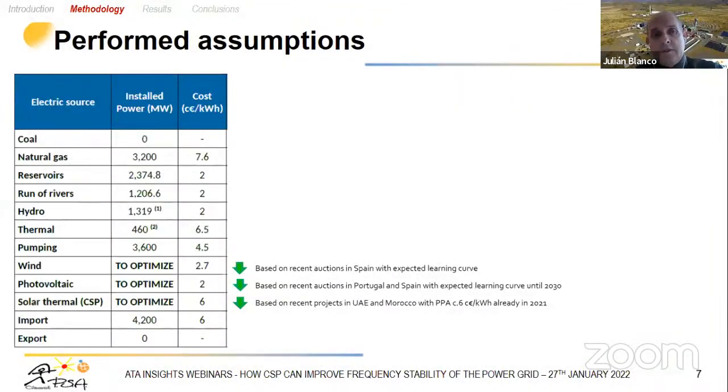Also, we have to consider the cost of the different technologies. This is the table that shows the data considered. The specific cost of wind, PV, and CSP was based on recent auctions in Spain and Portugal, the recent learning curve, and also the industry. Several companies indicated what was expected up to the year 2030.